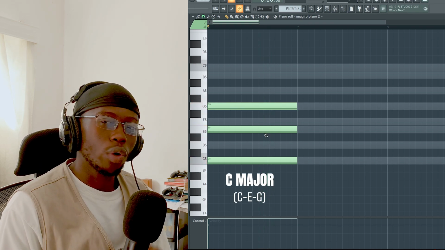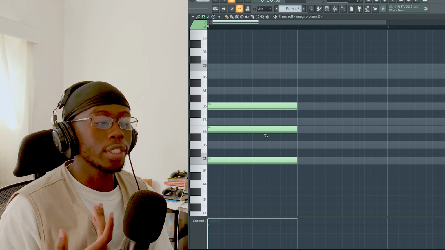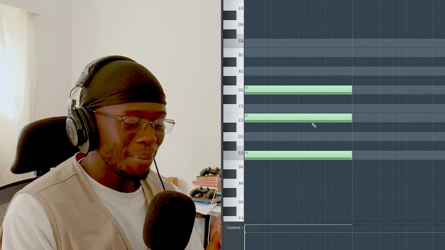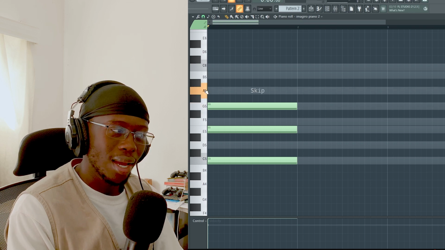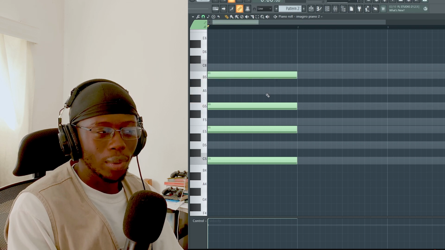And they probably said that if you wanted to build more complex or lush chords, you keep skipping the notes. So you have G, you skip A, and then go to B. And then we get something like this.